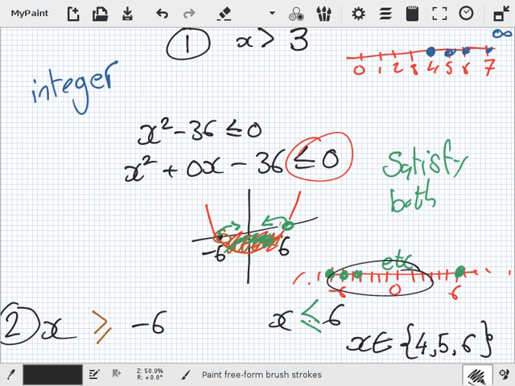Okay. Does this make sense? Is okay? Yes? Is okay? That's a little bit hard, I know this. Let's see. I would like you to practice another inequality.